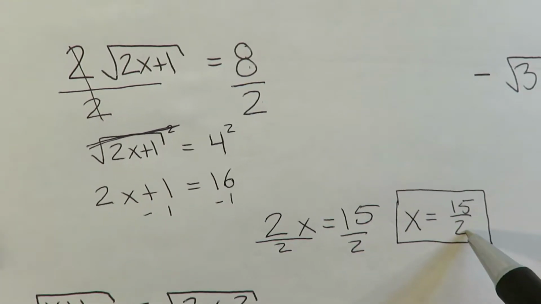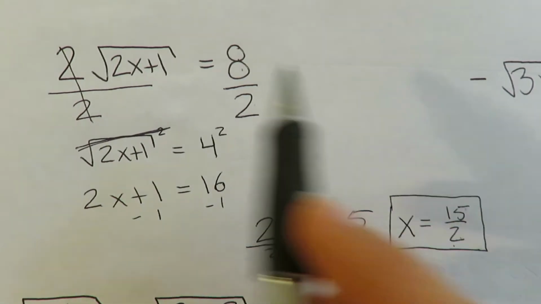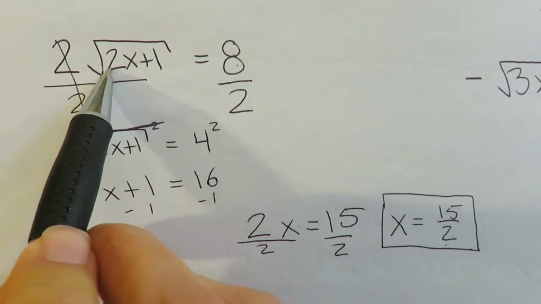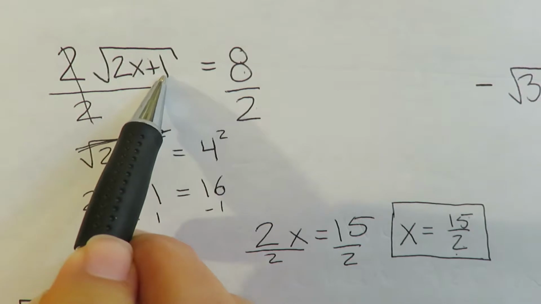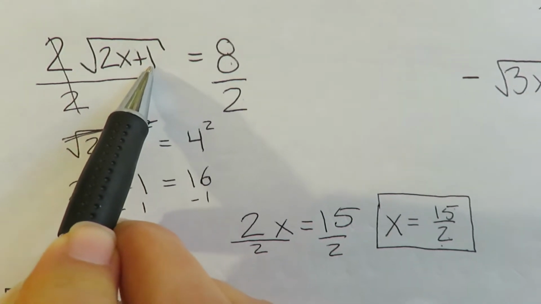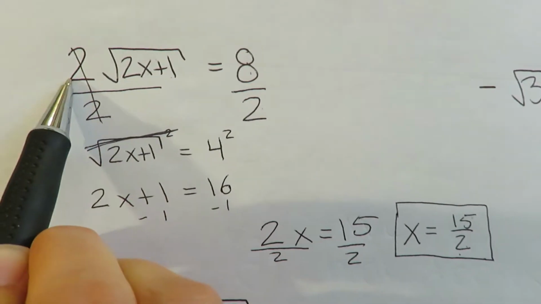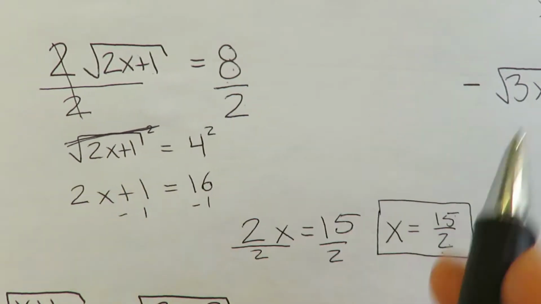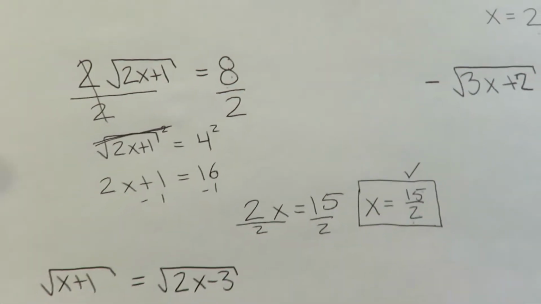If I were to go back in and check this, I'd get 15 divided by 2 times 2 is just 15, plus 1 is 16, the square root of 16 is 4, times 2 equals 8. So that all seems to check out.